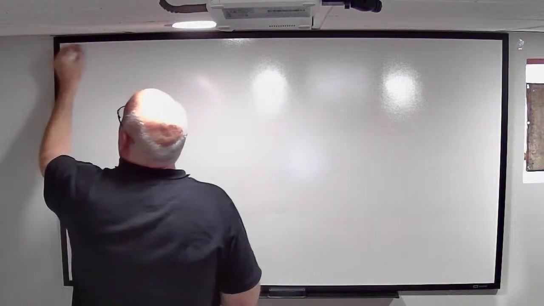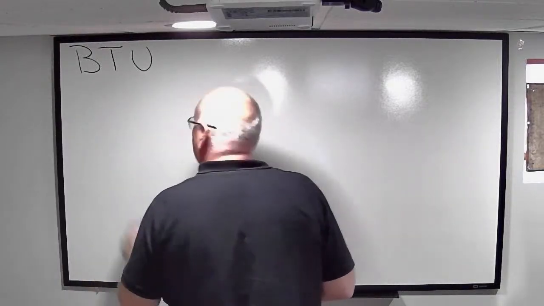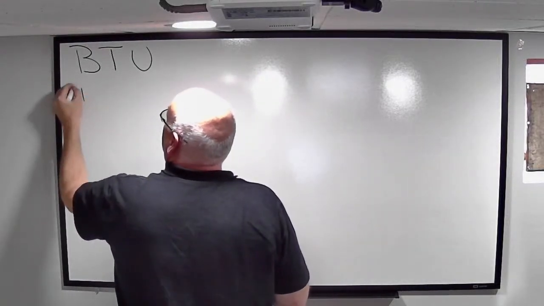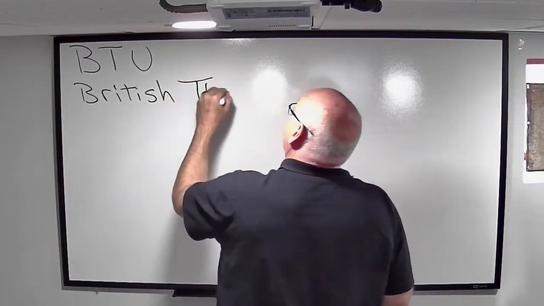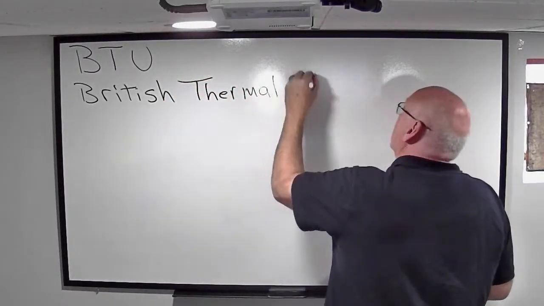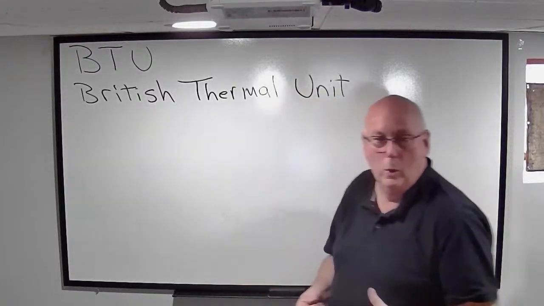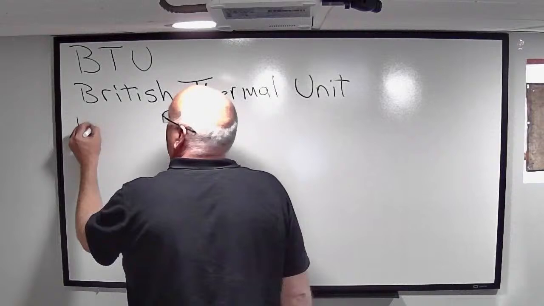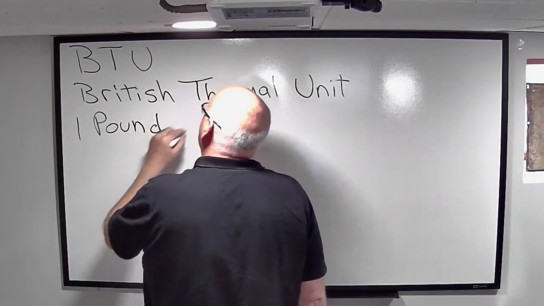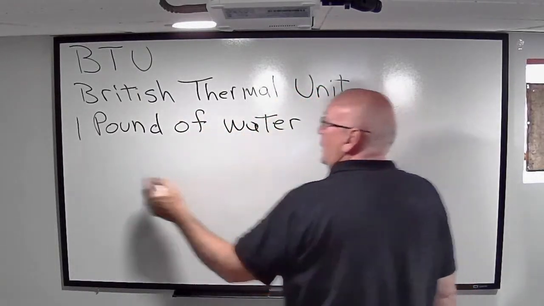All right. We do need to know the definition of BTU. That stands for British Thermal Unit. And the British thermal unit is the amount of energy, whether it be coal, gas, water, whatever it is, that's required to raise 1 pound of water one degree Fahrenheit.